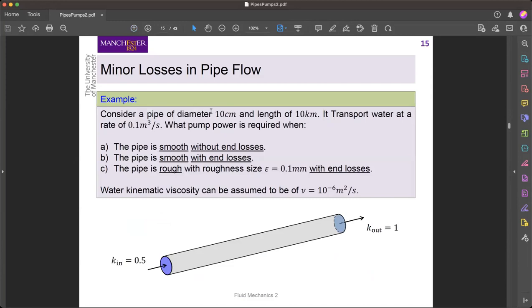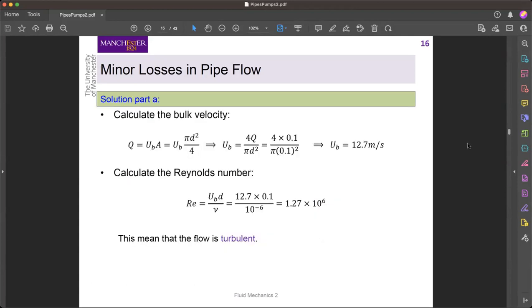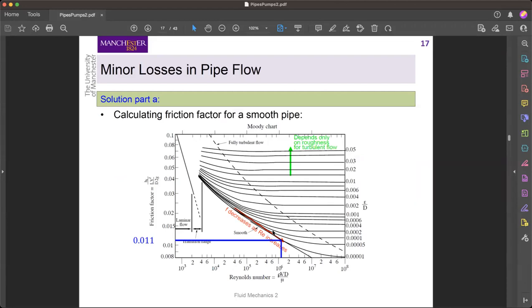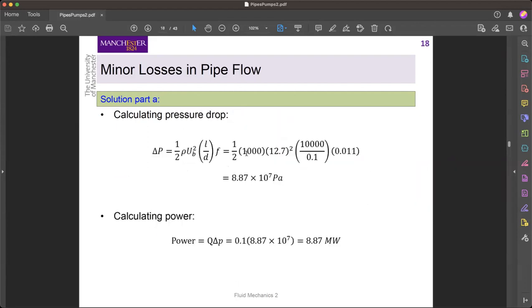Let's see this example. We have a pipe of diameter 10 centimeters and length 10 kilometers. It moves water with a certain flow rate, 0.1 meter power 3 over second. We want to build a pump which will be able to drive the flow under three scenarios: first, smooth pipe without end losses, smooth pipe with end losses, rough pipe with end losses. So, first, smooth pipe without end losses. We know the flow rate, we obtain the velocity, and then we compute the Reynolds number. The flow is turbulent. So you can use Moody's chart with the smooth line, or you can use the formula. You will obtain a certain friction factor from the formula.